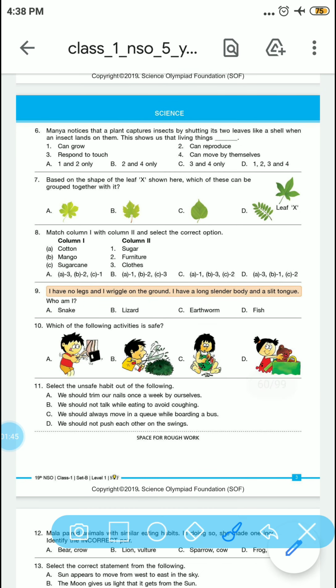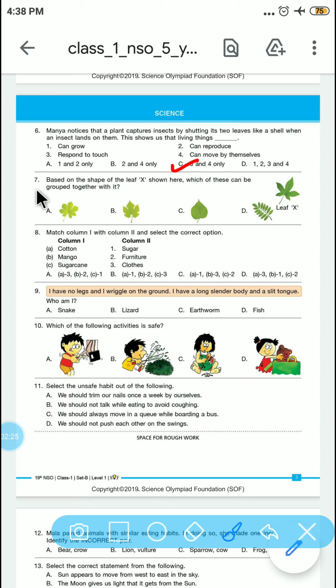Let's check out the science section. Question number 6. Manya notices that plant captures insect by shutting its two leaves like a shell when an insect lands on them, and this shows us that living things can what? Living things can respond to touch, okay, and can move themselves. So option C will be correct here.